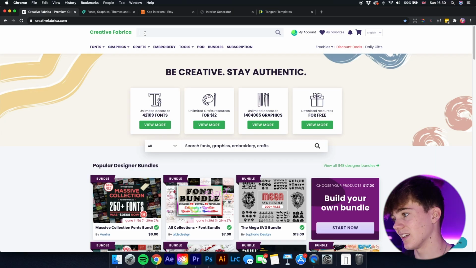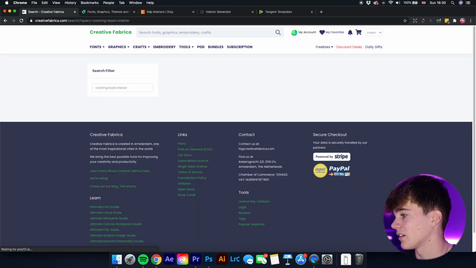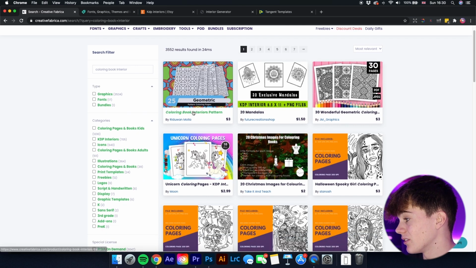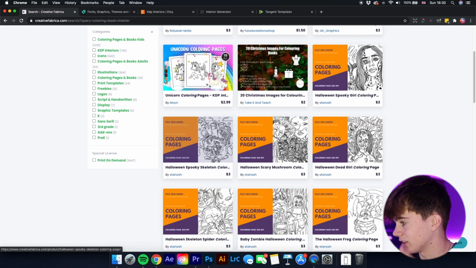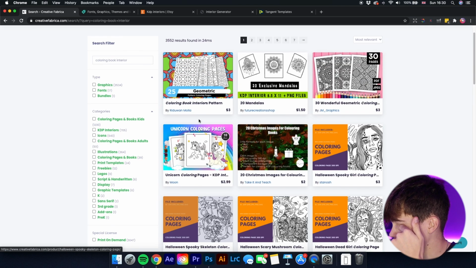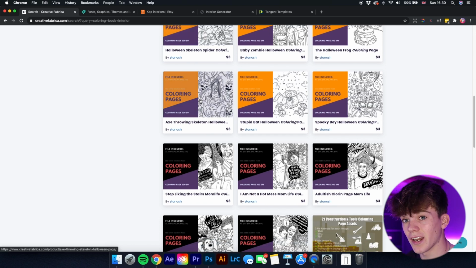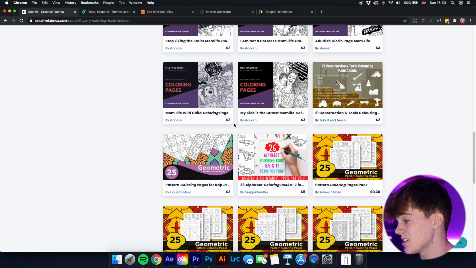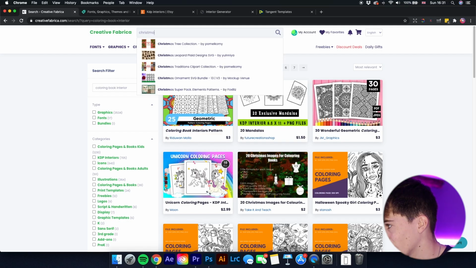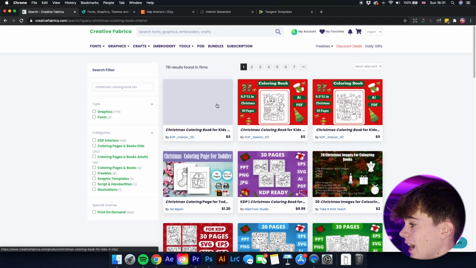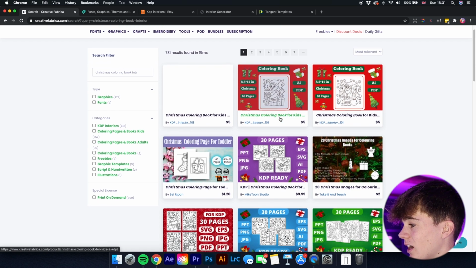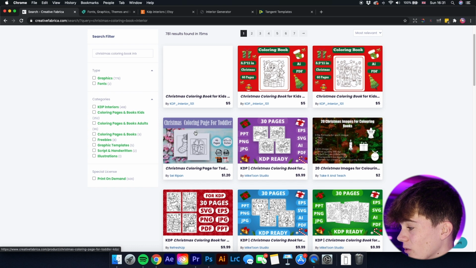With Creative Fabrica you can target different niches like colouring books. If I type in colouring book interior and search, obviously it gives colouring book interiors. Some of them are just single pages and some of them are, like this one, 25 geometric colouring book patterns. You get a huge range of different interiors targeting different niches, and this can be Halloween colouring book ones as well, or Christmas ones. So if I type in Christmas colouring book interior and search, you get a range of Christmas colouring book interiors as well, which is great.